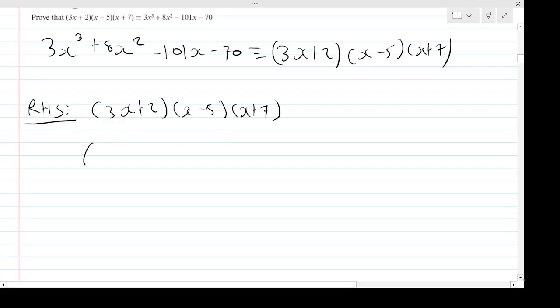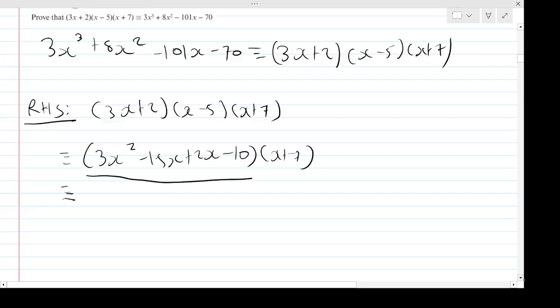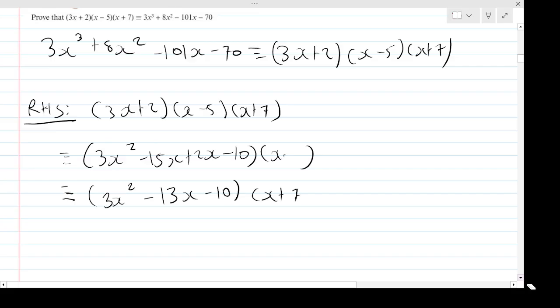If I do that, I get 3x times x is 3x squared. 3x times minus 5 is minus 15x. And plus 2x. And then 2 times minus 5 is minus 10. Lots of x plus 7. That'd be identical to, and that's also identical to, well, we can simplify inside the bracket. So we get 3x squared minus 15x plus 2x is minus 13x, minus 10, lots of x plus 7. Let me rewrite that.